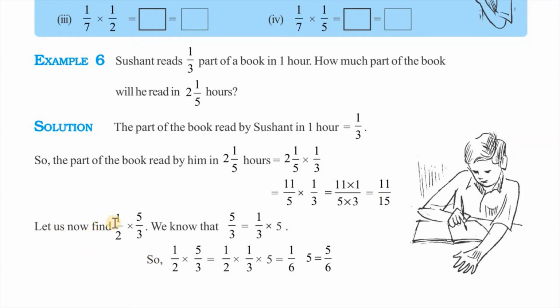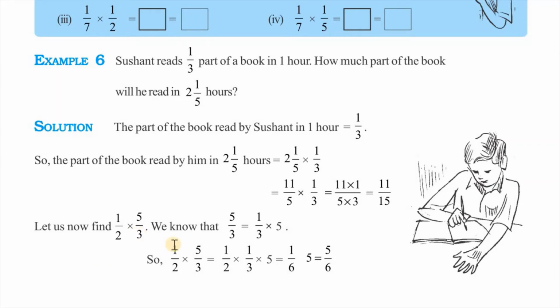Now, let us find out half of 5 by 3. We know that 5 by 3 is equal to 1 by 3 into 5. So, in this section, what we are concentrating on is we are trying to find the product of a proper and an improper fraction. 5 by 3 is an improper fraction because 5 is greater than 3. So if how we multiply proper fractions is by multiplying the numerators and denominators separately, what would be the way to multiply a proper and improper fractions?